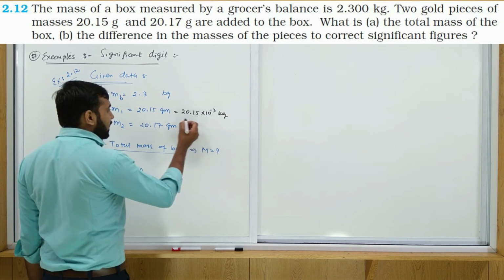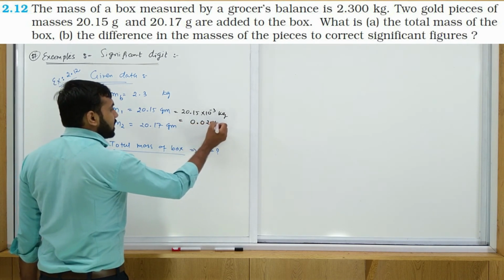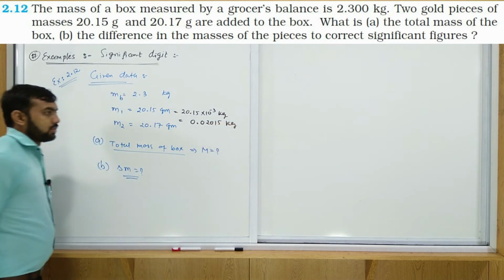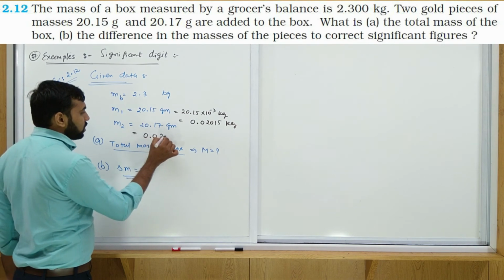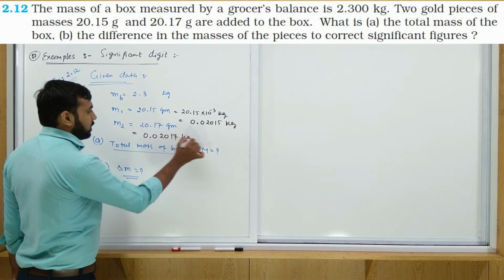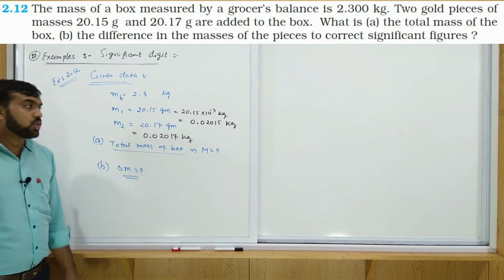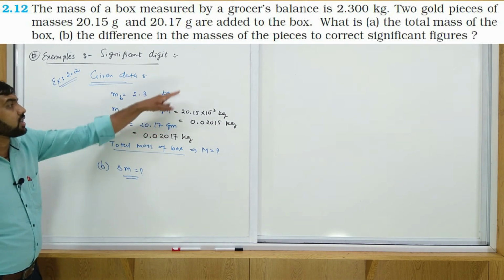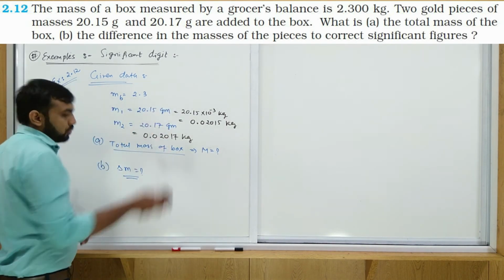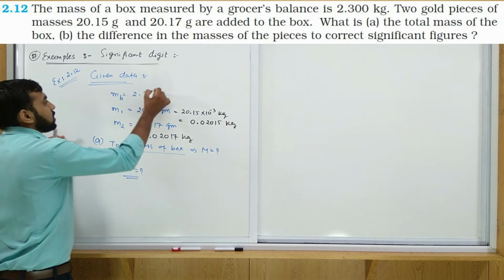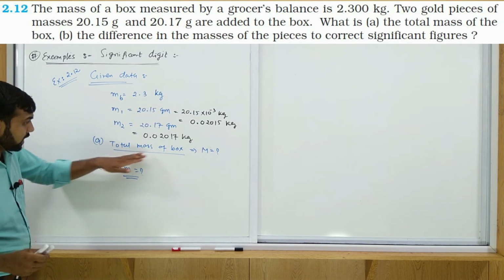If you convert in gram, it is equal to 0.02015 kg. Exactly similarly, you convert this one also: 0.02017 kg. Gram is converted into kg. Why? Because this one is given in kg. So you just correct it like this, 2.3 kg. Okay, now we have to find the total mass.